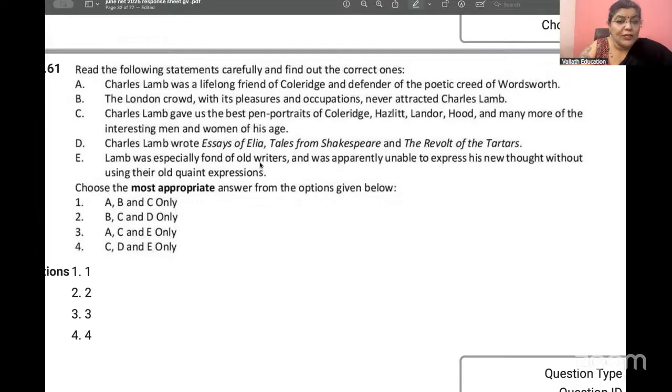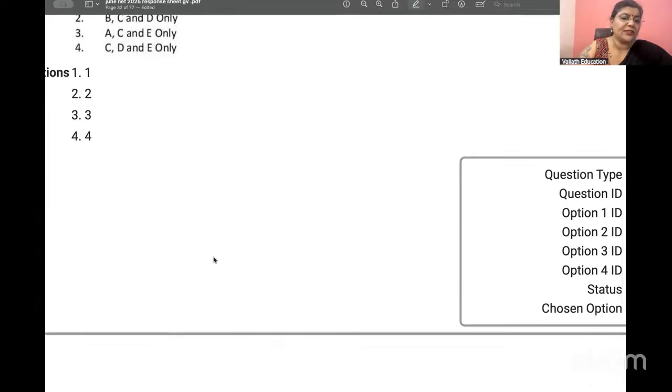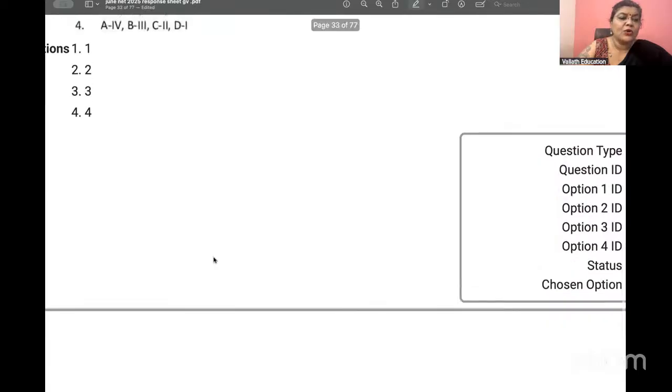Charles Lamb was especially fond of old writers. I have taught you that. You should know that. Because he was apparently unable to express his new thought without using old quaint expressions. That is there in the encyclopedia. He used old quaint expressions. He wrote in an archaic style. E is completely correct. D is completely wrong. E is completely correct. So the answer must be ACE. Got it? Answer must be ACE. Because E is correct. We have to choose E. With your existing knowledge, with D and E, you can guess this. This is not a difficult question. Okay, next, I will go to the next question.